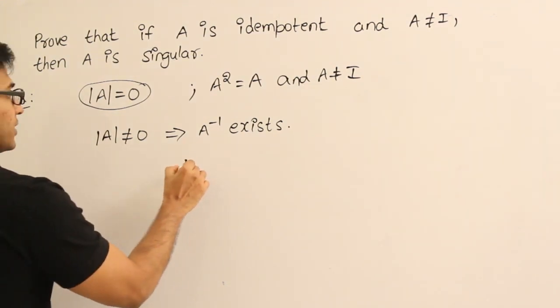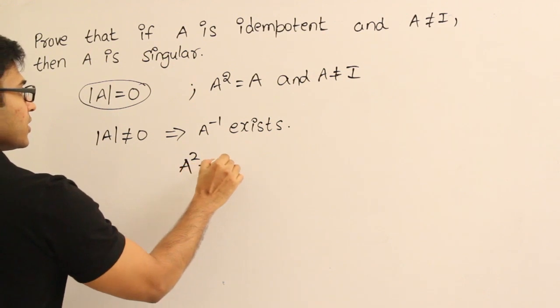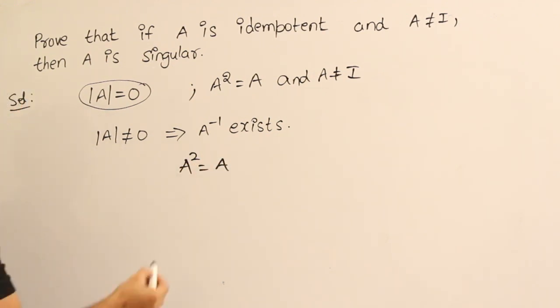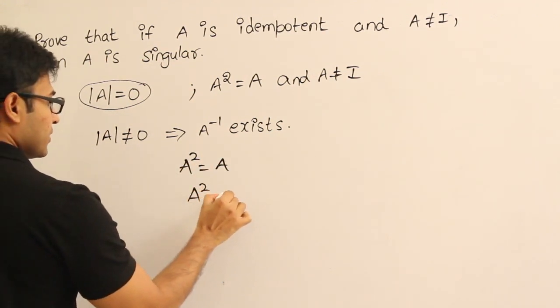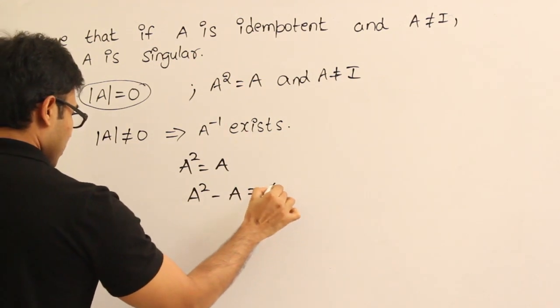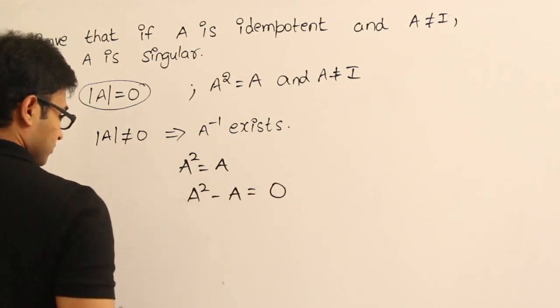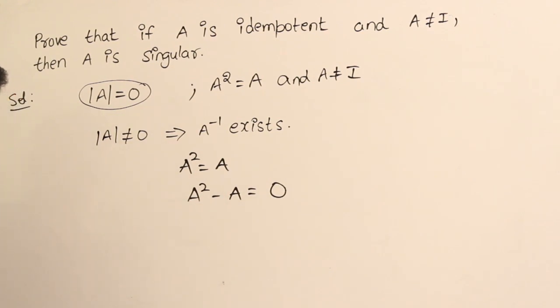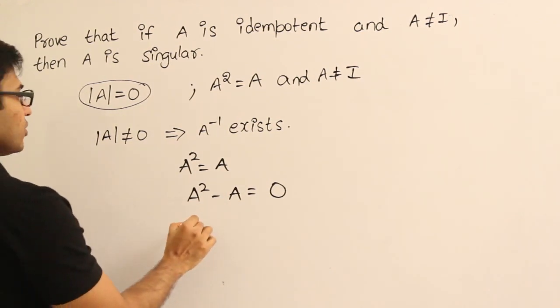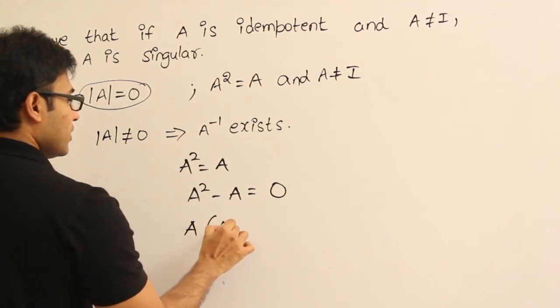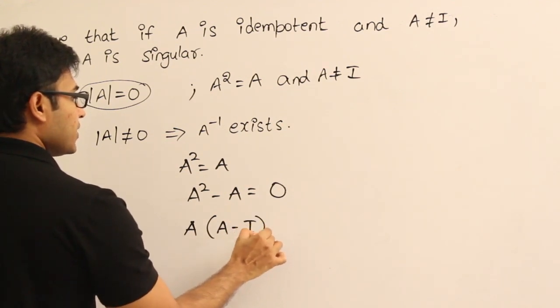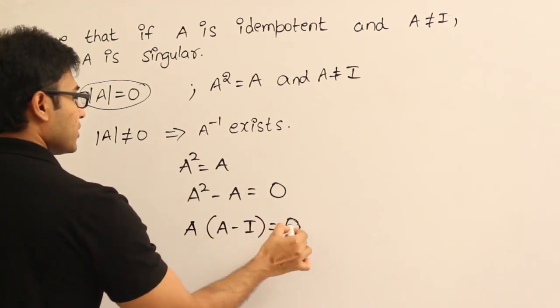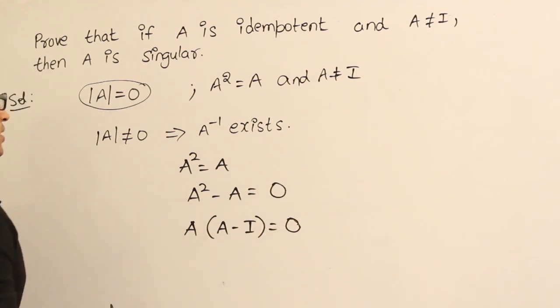So I'll take this one, A square equal to A, because it is already given that it is idempotent, and then I can write A square minus A equal to null, subtracting A from both the sides, and then I can pull out A as common. A into A minus I equal to null. Are you getting this? Right, null matrix.